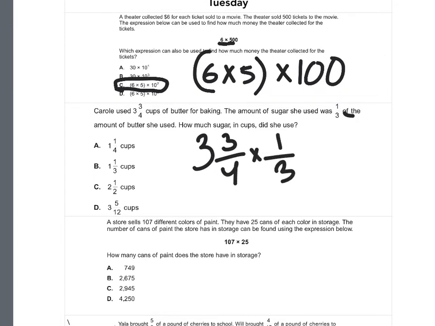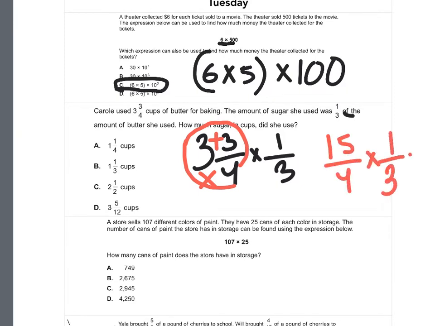Now the issue is that one is a mixed number and one is a fraction. So we have to change them to make it a fraction times a fraction. This is 4 times 3, which is 12. 12 plus 3 is 15. So it will be 15 over 4 times 1/3. And that will give us 15 over 12.